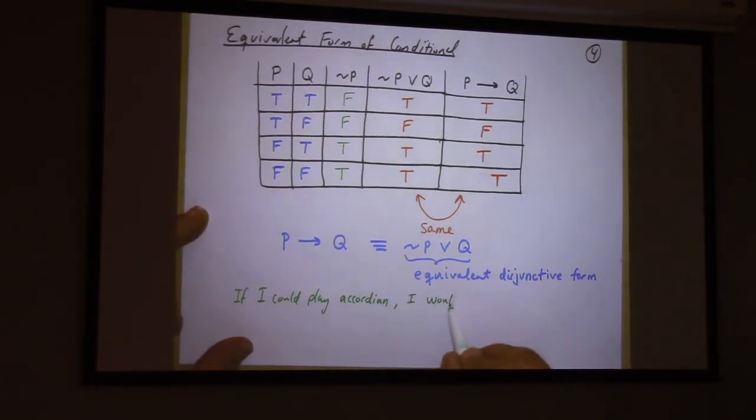I'd take the band and replace it with a circus. There, now it made it more interesting, right? If I could play accordion, I would join the circus. All right, so can you rewrite this?